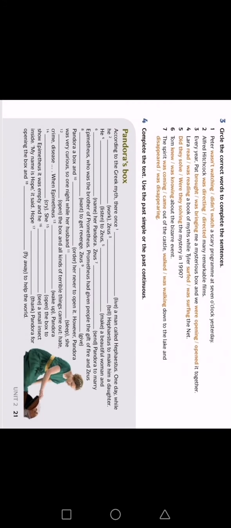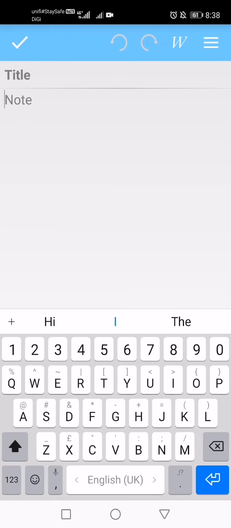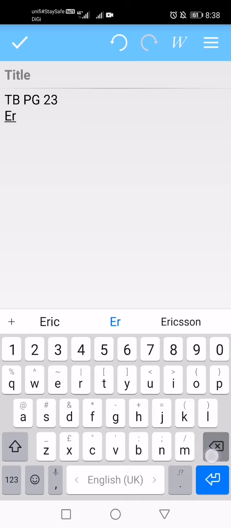Let's look at the exercise right now. What I want you to do is don't copy. We don't have time to copy. Let's look at section number 3. Please write down page 21 in your exercise book. Exercise page TB page 23. This is exercise 3. How many questions are there? 7 questions. The other one, exercise 4, no need, we go through it together.